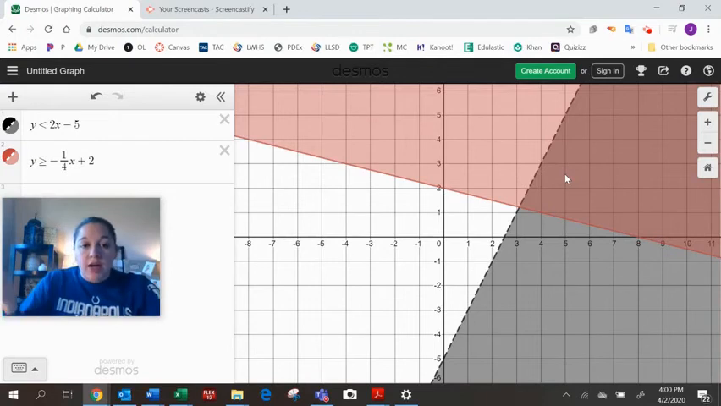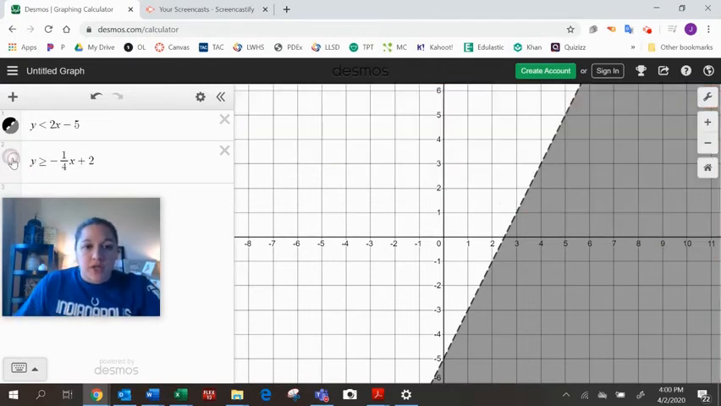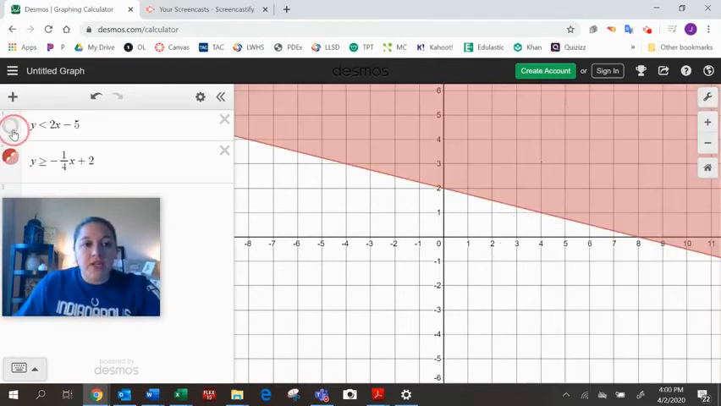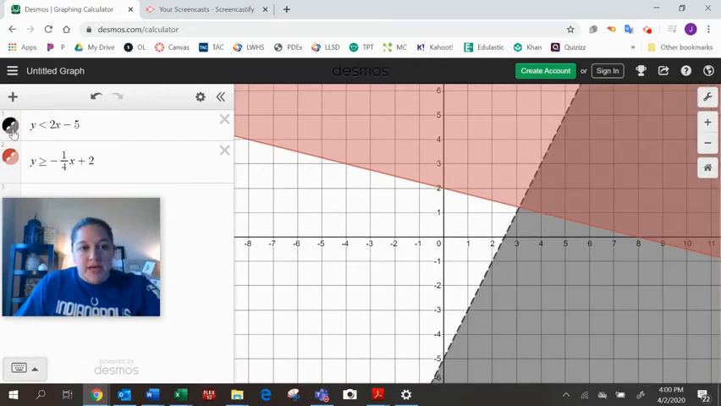Okay, so each of these inequalities individually, if I turn them on and off, I can see the individual region represented by each inequality. But when I leave them on together, this shows me the system, both of these inequalities together. And where the overlapping regions are, where you see red and black, that's the solution to this system of inequalities. So I have this solution region over here in kind of this red and black area.